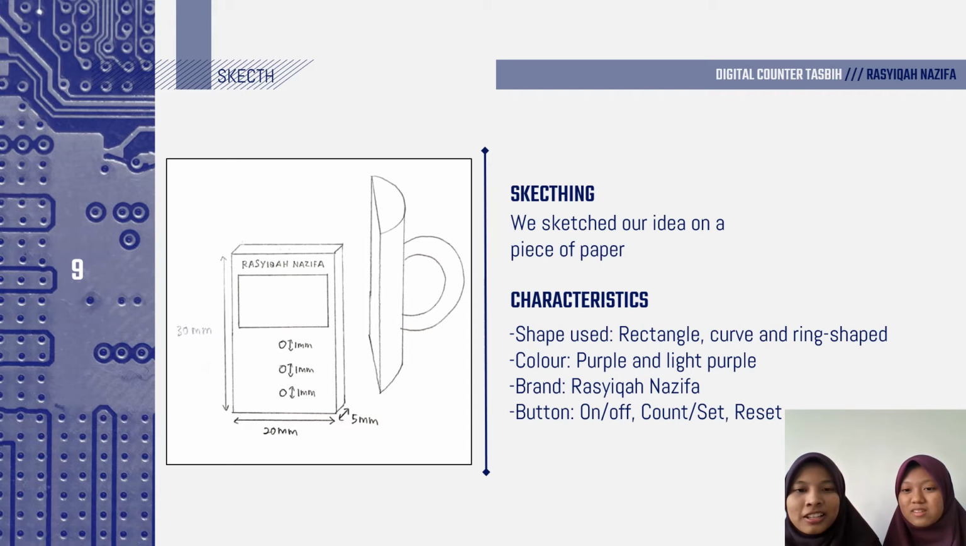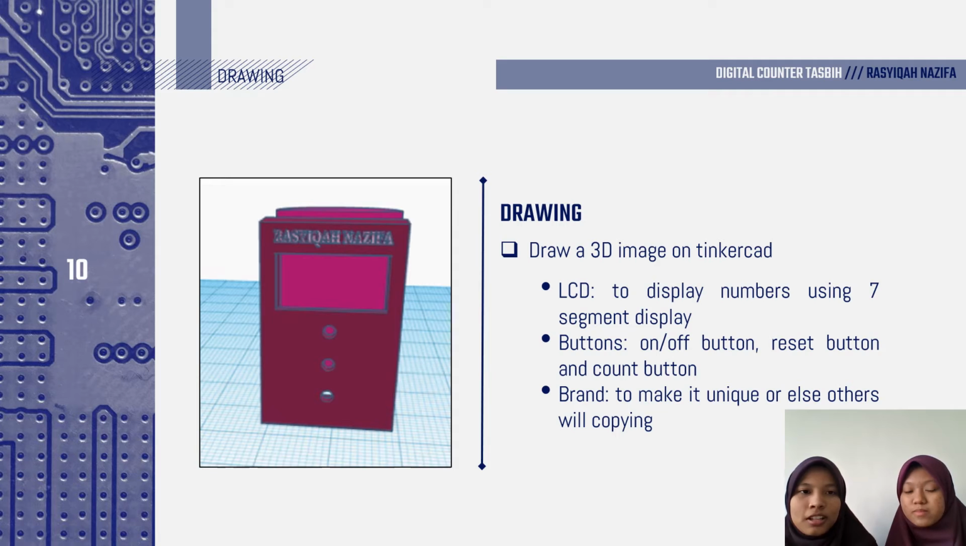So the characteristics involved in the sketching: the shapes that we use are rectangle, curve and ring shape. And then the colors we choose are purple and light purple. Our brand is Rasyiqah NAZIFA, and here we can see that I have 3 buttons. So here is button on and off, count, set and reset. So next is our drawing.